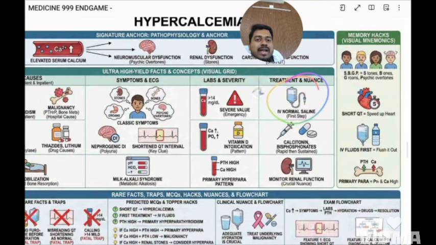So what's the treatment for hypercalcemia? Just like DKA, where you had a lot of diuresis and the patient was severely dehydrated, similarly, in hypercalcemia also, the patient will be severely dehydrated. That's when we start IV normal saline, okay? That is, we give hydration first. Then we give calcitonin and bisphosphonates.